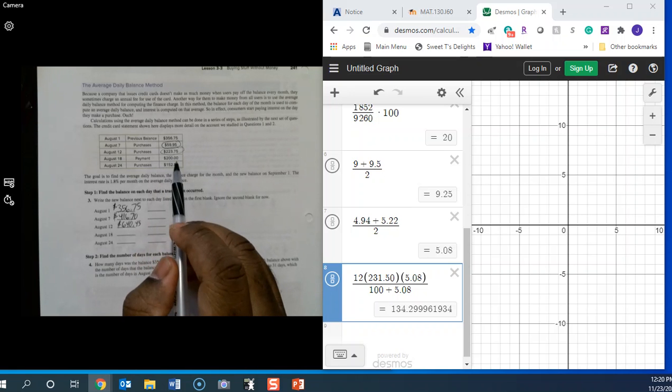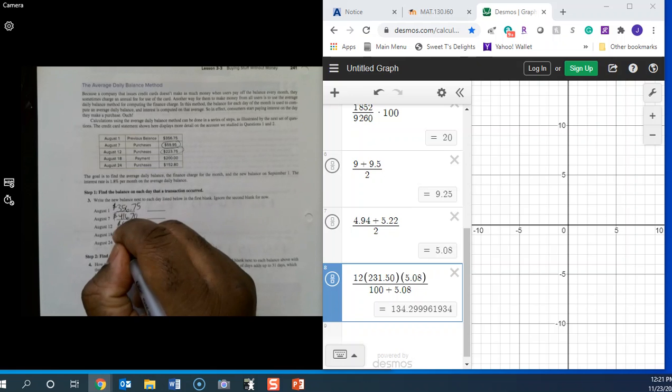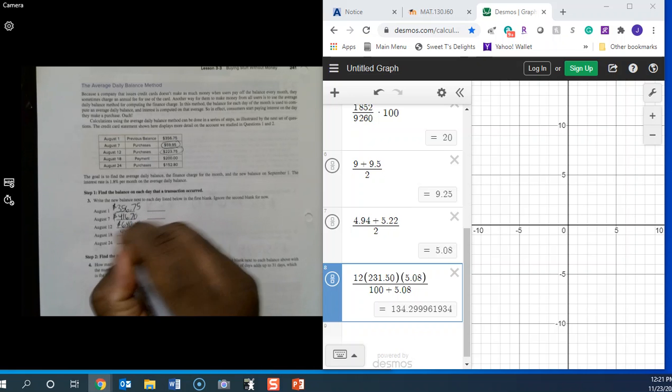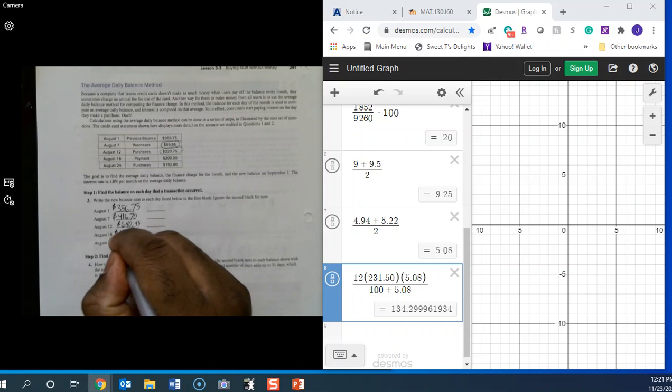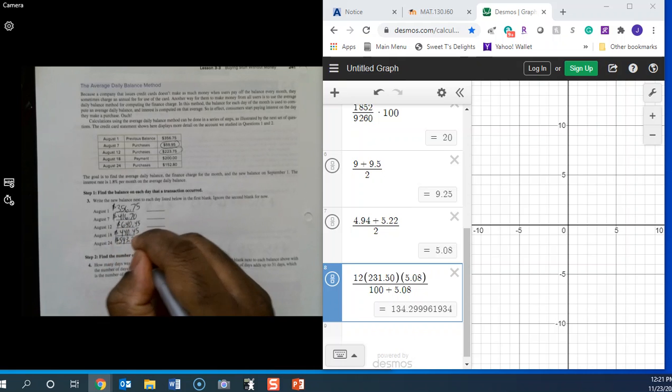The 18th, we made a $200 payment. So we will subtract $200 here, and that would be $440.45. And then finally, we made another purchase of $152.80. So that'll be $593.25.